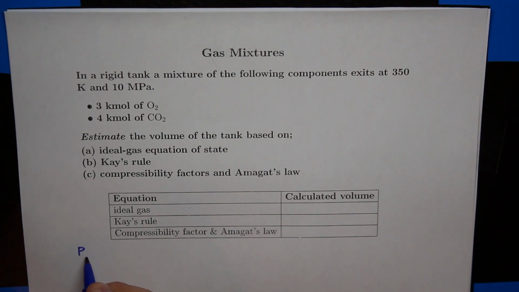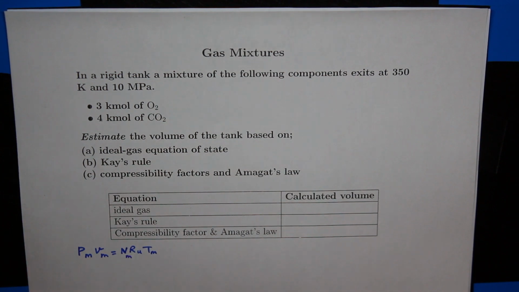Basically, it says the pressure of the mixture multiplied by the specific volume of the mixture is equal to the number of moles. Actually, because I'm going to use Ru on the right hand side, let's say this is going to be directly the volume, not the specific volume. So once again, pressure of the mixture, volume of the mixture, number of moles, Ru, which is the universal gas constant, and the temperature of the mixture. All subscripts M are for the mixture basically.